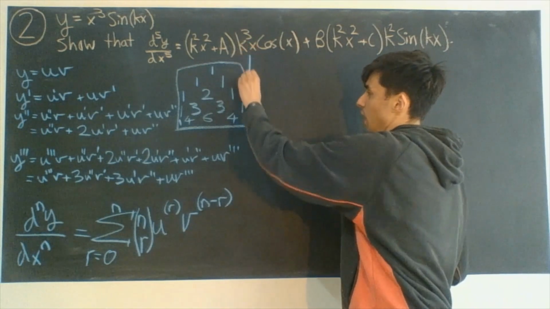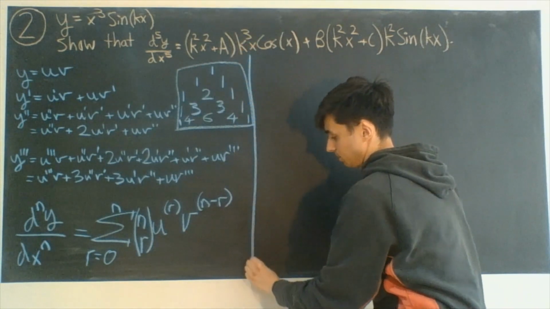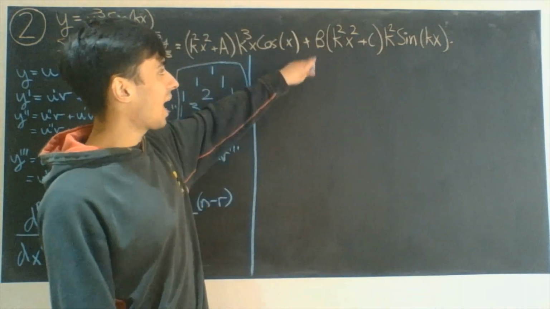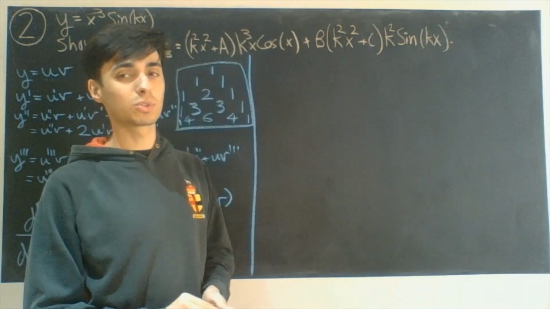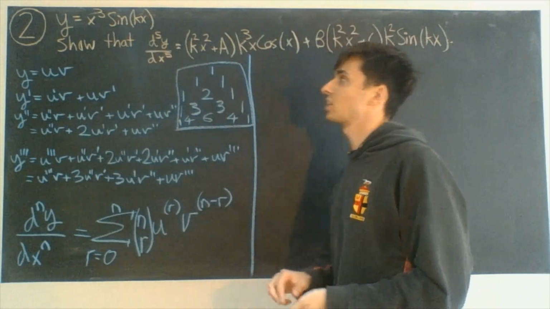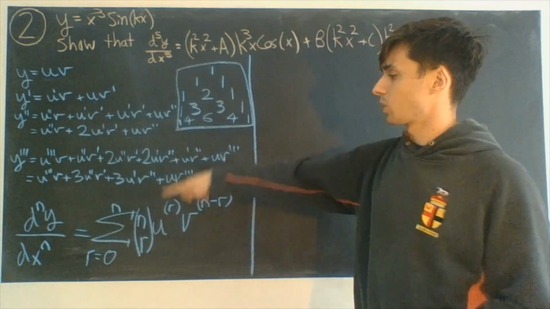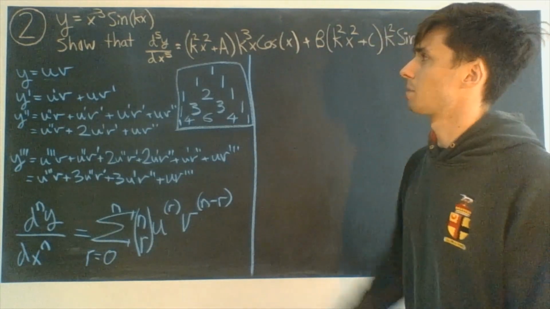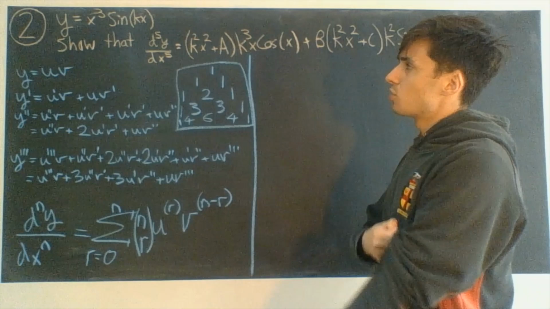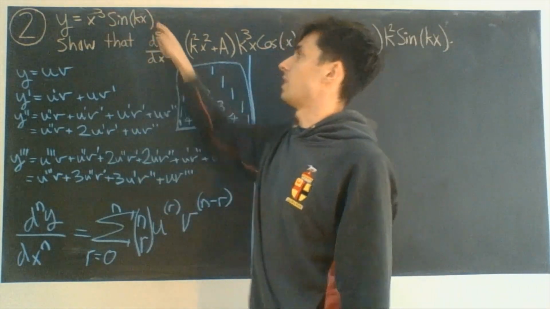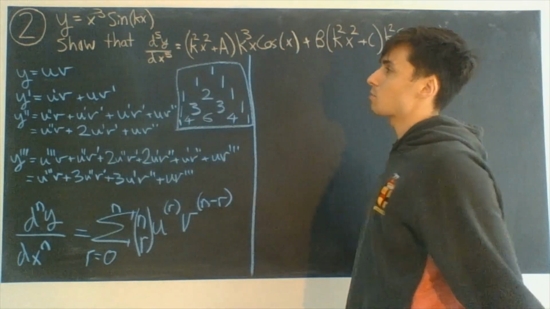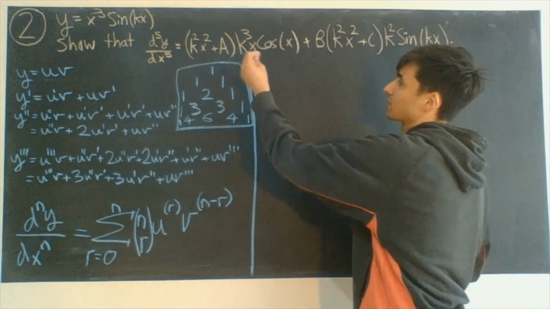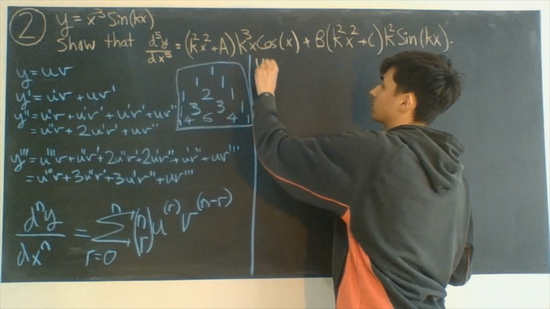So let's close this area off. Now what we can actually do then is think, how can we prove this result for y equals x cubed sine kx using Leibniz's differentiation rule? Let's have a look. What we need to do first of all is choose u and v here, don't we? And it seems pretty natural that we choose u to be x cubed and v to be sine kx. So let's write that down.